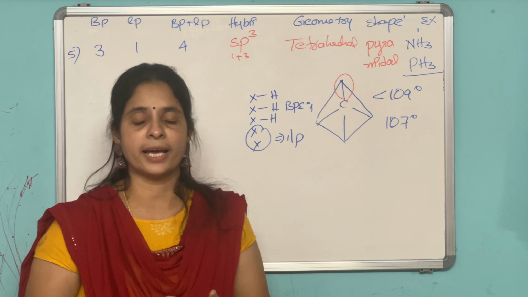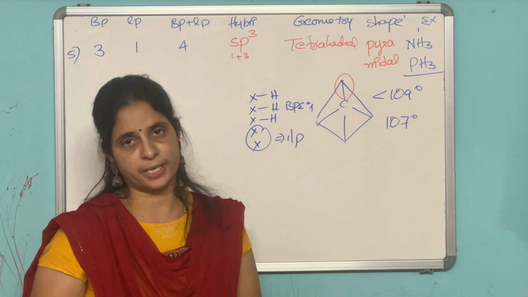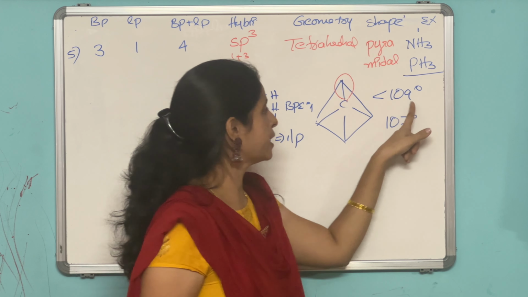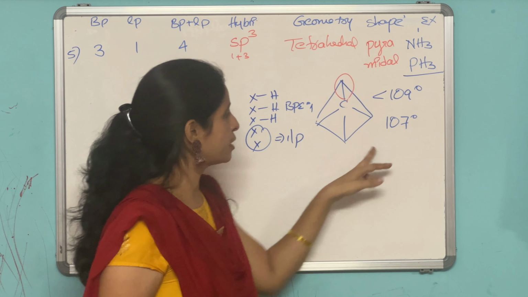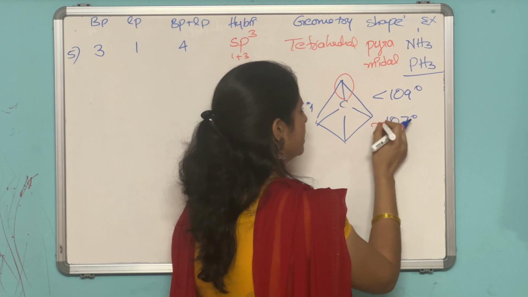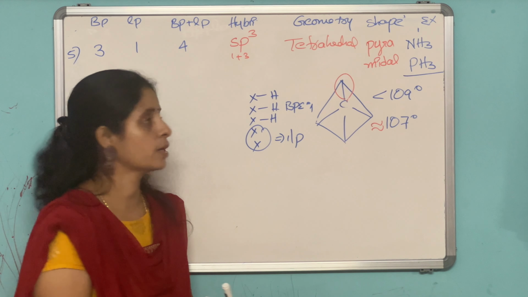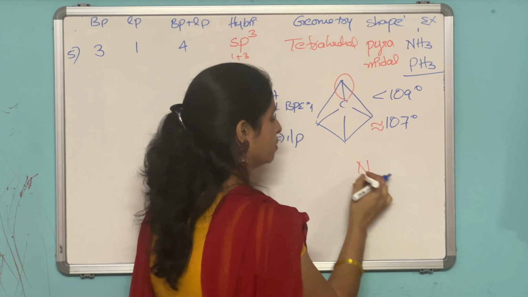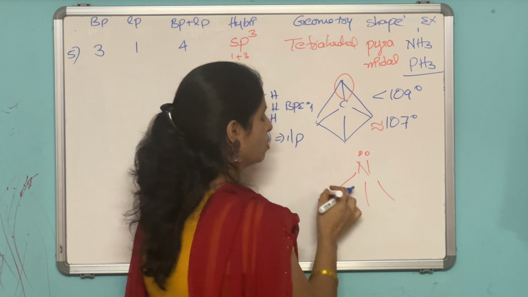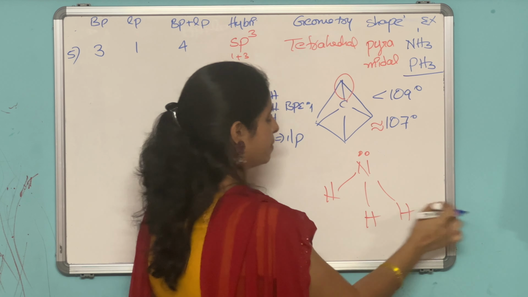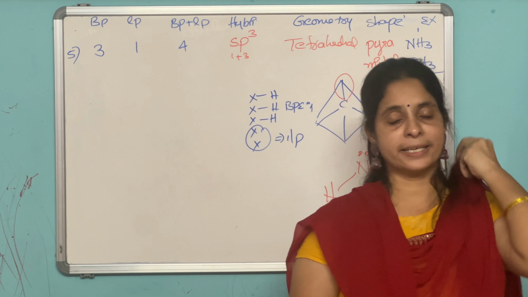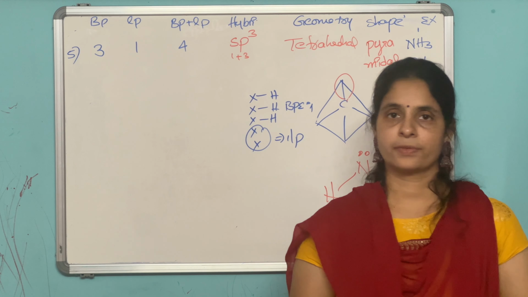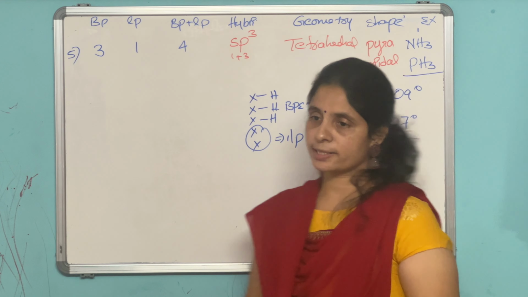Why is there a decrease in the bond angle? Because of the repulsions between the lone pairs and the bond pairs. So here the bond angle will be less than 109 degrees, and it will be approximately 107 degrees for the ammonia molecule. Okay, so ammonia will be written like this: lone pair and H3. It is pyramidal in shape. Clear? There should not be any doubt regarding this. Okay, next we'll move into the next one.